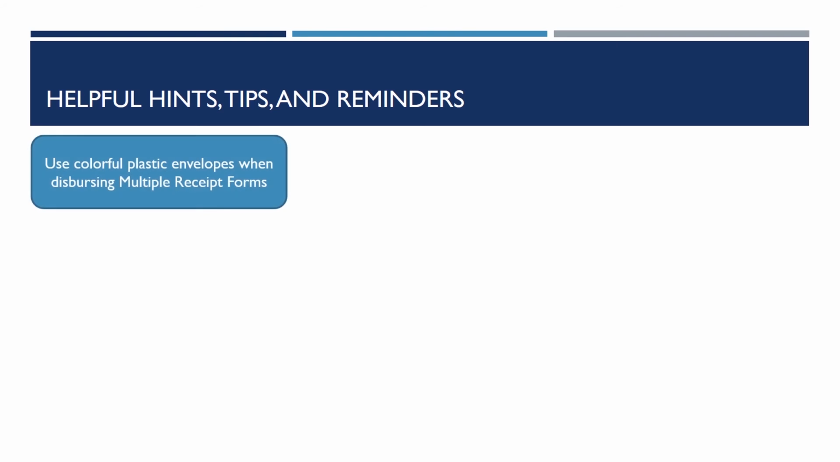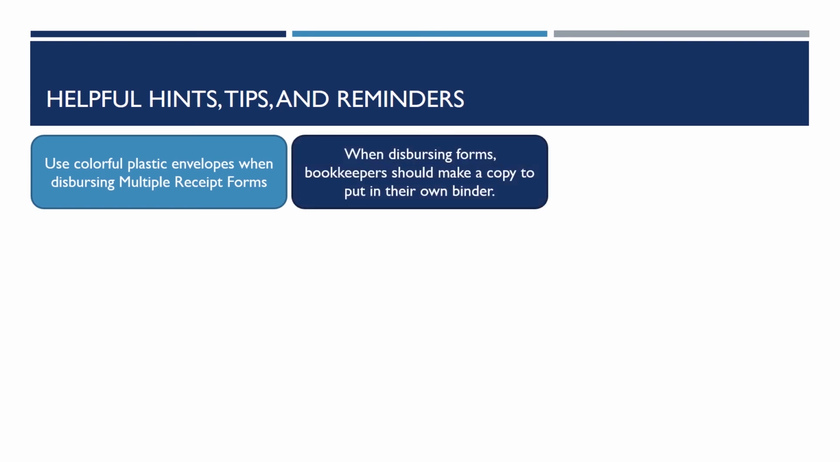Here's a few helpful hints, tips, and reminders. Use colorful plastic envelopes when dispersing multiple receipt forms. They are virtually waterproof, they close tightly, they eliminate stapling and ripping staples out of an envelope, which can tear your multiple receipt form. They securely contain the form, as well as money and receipts, and the teacher or sponsor can see through them, which is helpful if collecting for numerous activity accounts.